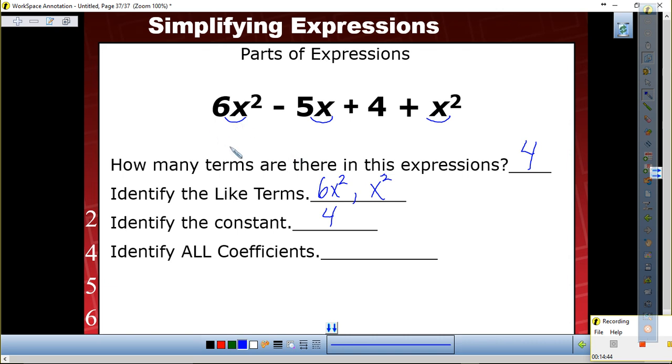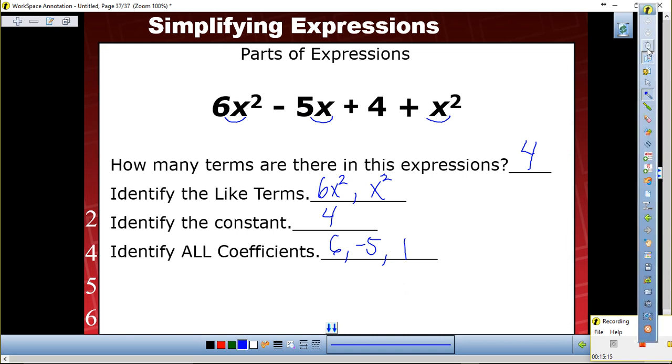For this one, which is the number multiplying it? 6. How about for this one? But including the sign, it's negative 5. How about for this one? 1. Hands if you got that. Everybody understand what we're doing?